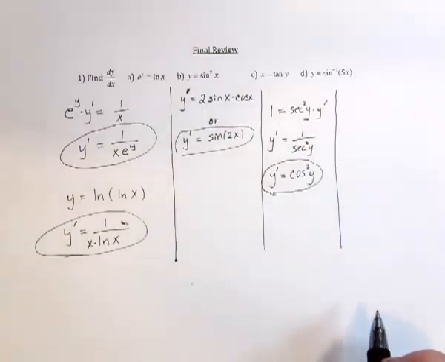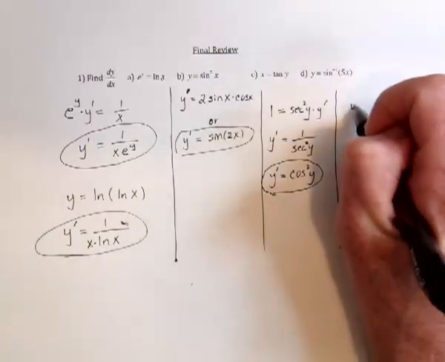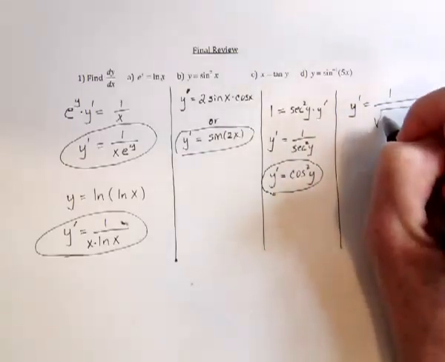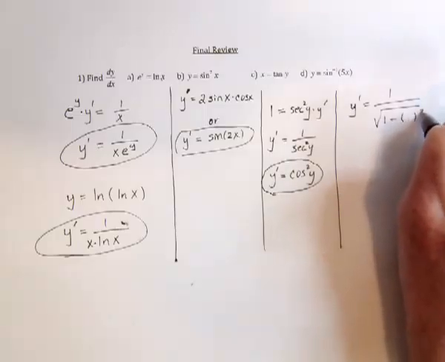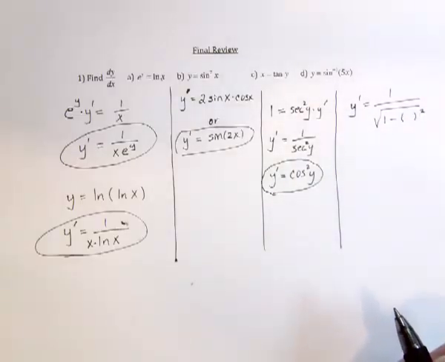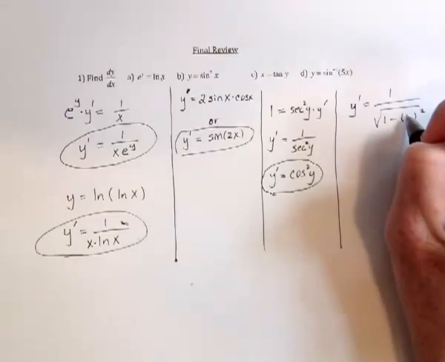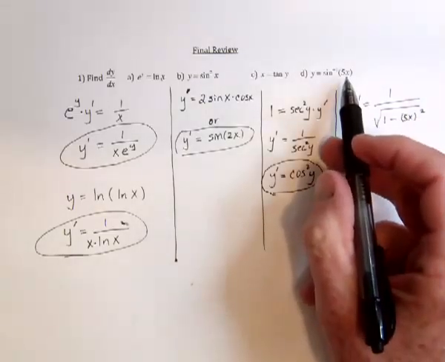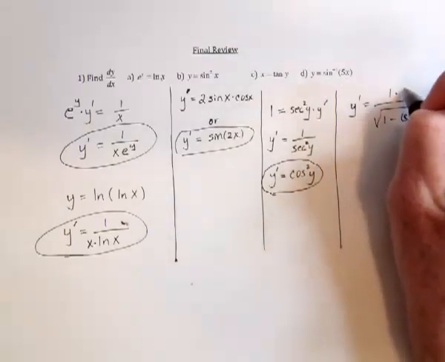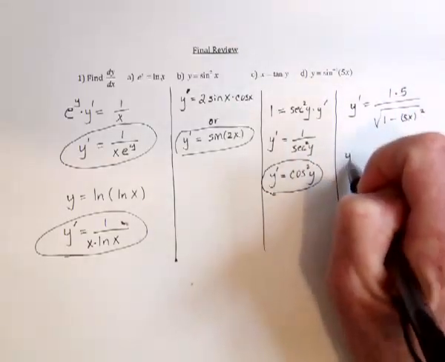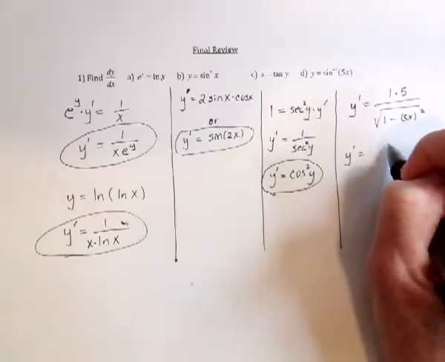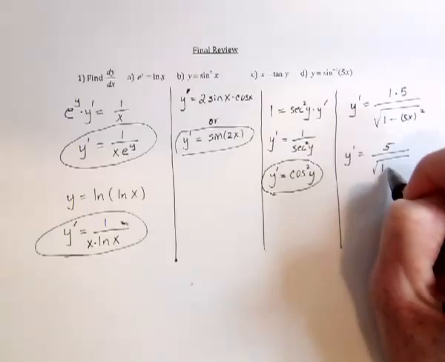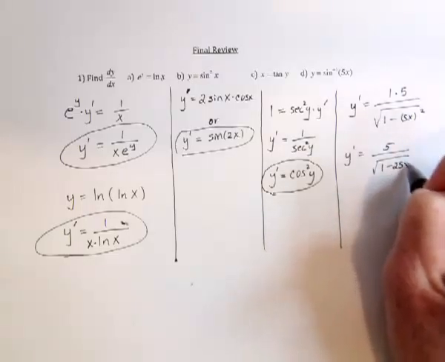And then for the last one, we need to know the derivative of sine inverse, which looks like 1 divided by the square root of 1 minus something squared. And the something in this case is 5x. And then the chain rule applies, so take the derivative of 5x, and then just clean it up a little bit, so it's a 5 divided by the square root of 1 minus 25x squared.